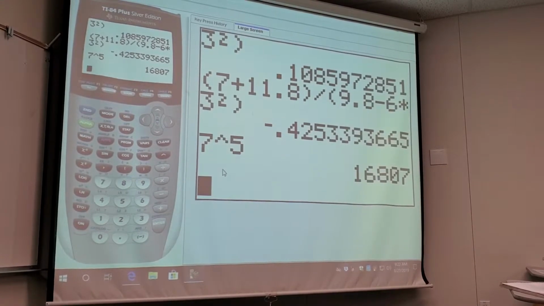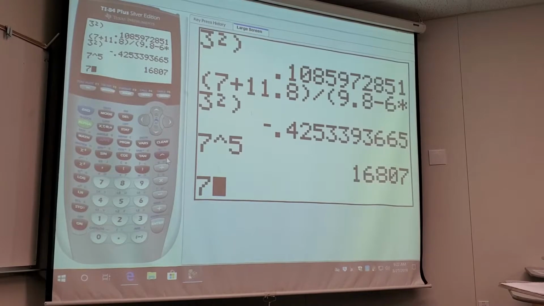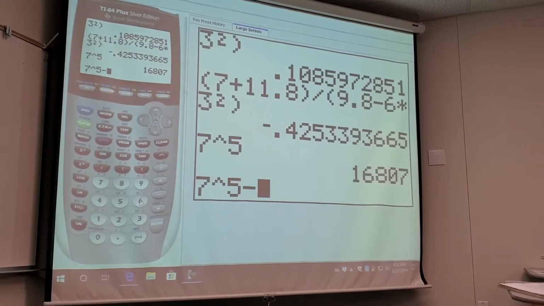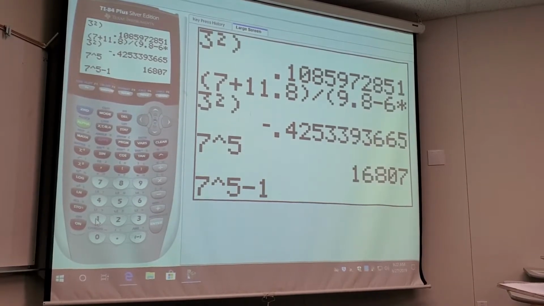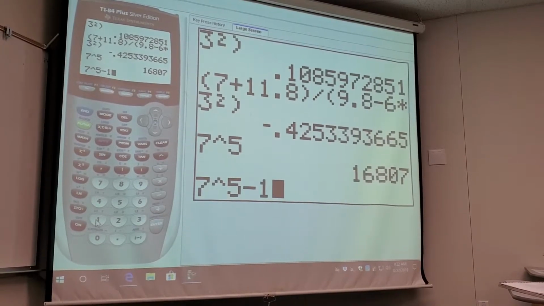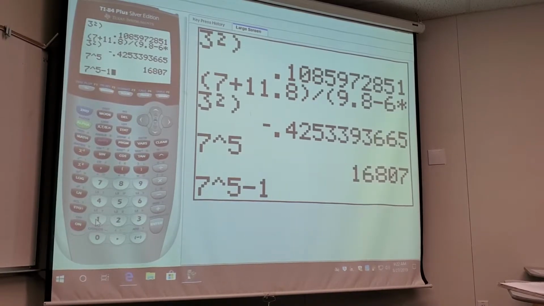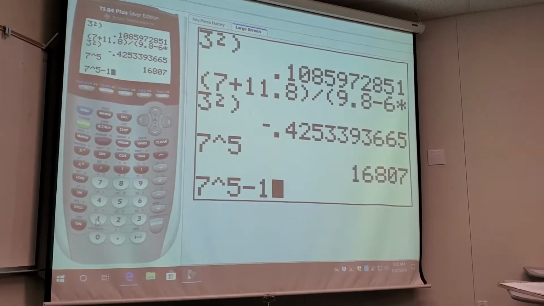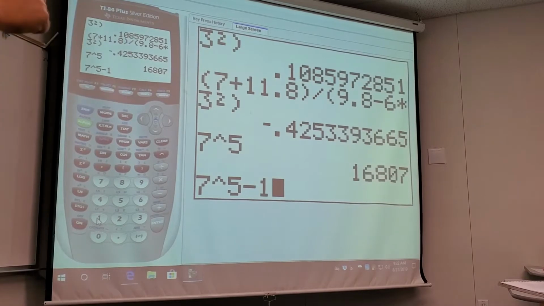What sucks is, if you want to do 7 to the 5th minus 1, if you have a calculator where it looks like an exponent, you have to hit the over arrow to come back down. Otherwise, that minus 1 is going to be in the power. So this should be 16,806.